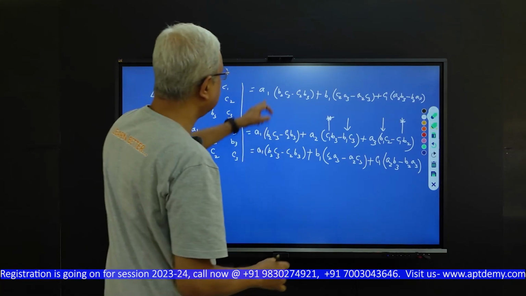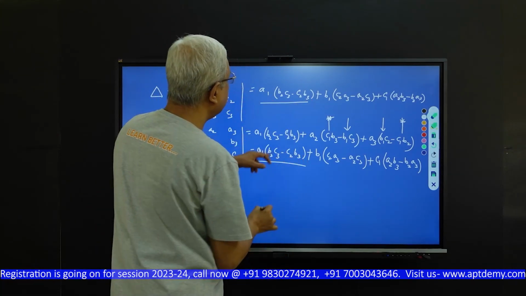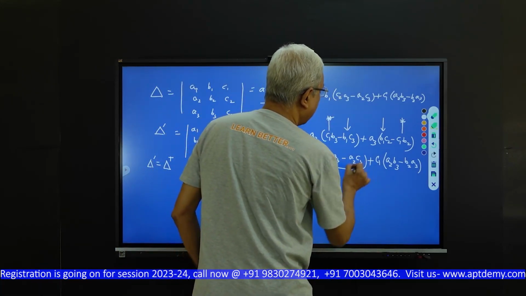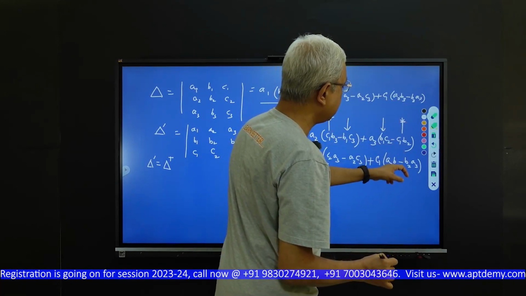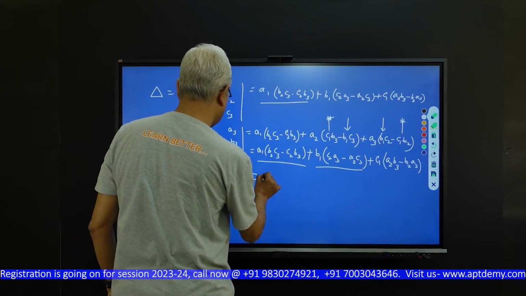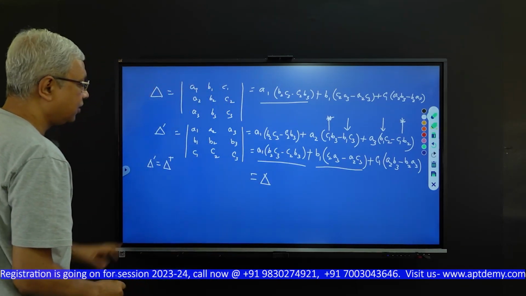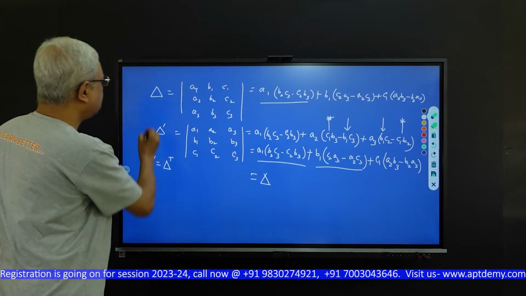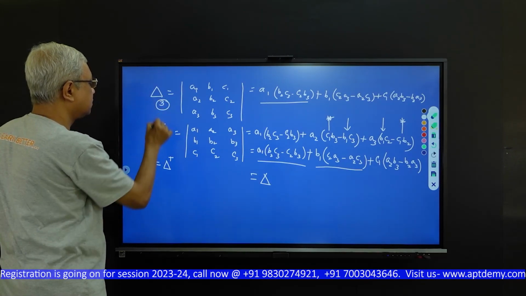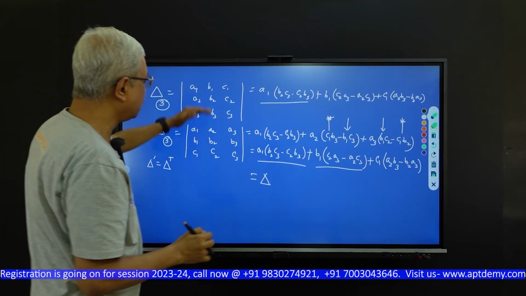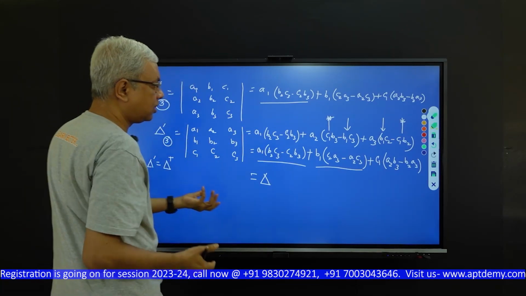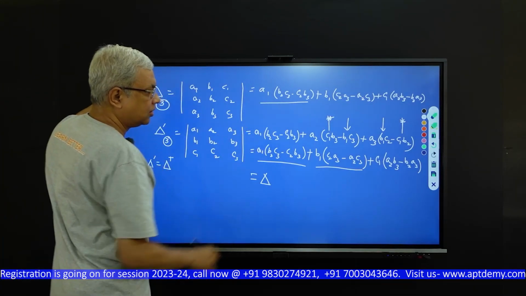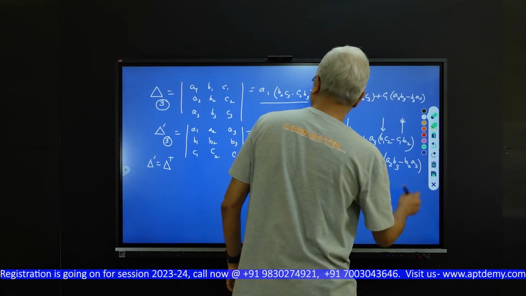So what is this? These terms are identical: A1 (B2 C3 minus C2 B3) plus B1 (C2 A3 minus A2 C3), and this term C1 (A2 B3 minus B2 A3). Therefore, it is equal to delta. Therefore, if the rows and columns of a determinant, it is a 3 by 3, third order determinant, are interchanged, then the value of the determinant remains unchanged. That property you know, we just recapitulated this. Okay, this is one property.